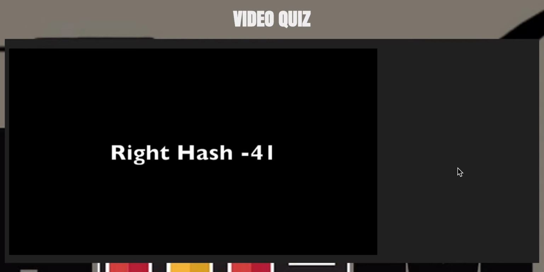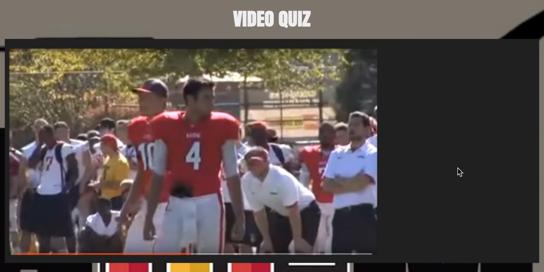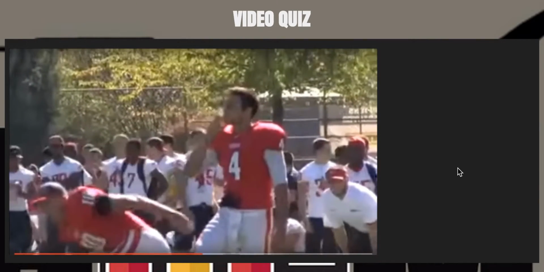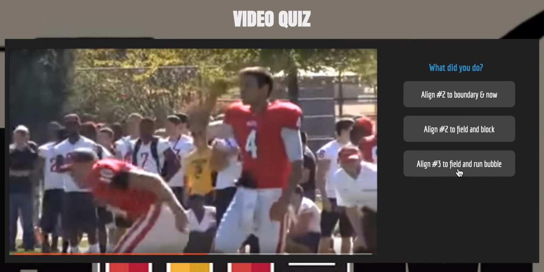So we go to the next example. It gives them an alignment, so they're going to align right hash, minus 41. They see the signal. It tells them where they should align as far as a receiver, you know, what number receiver he is. So after they're finished, it'll come up, what did you do? He should run what he thought he saw, and then the question will come up, what did you do? After he's run the play, he can go ahead and answer the question.